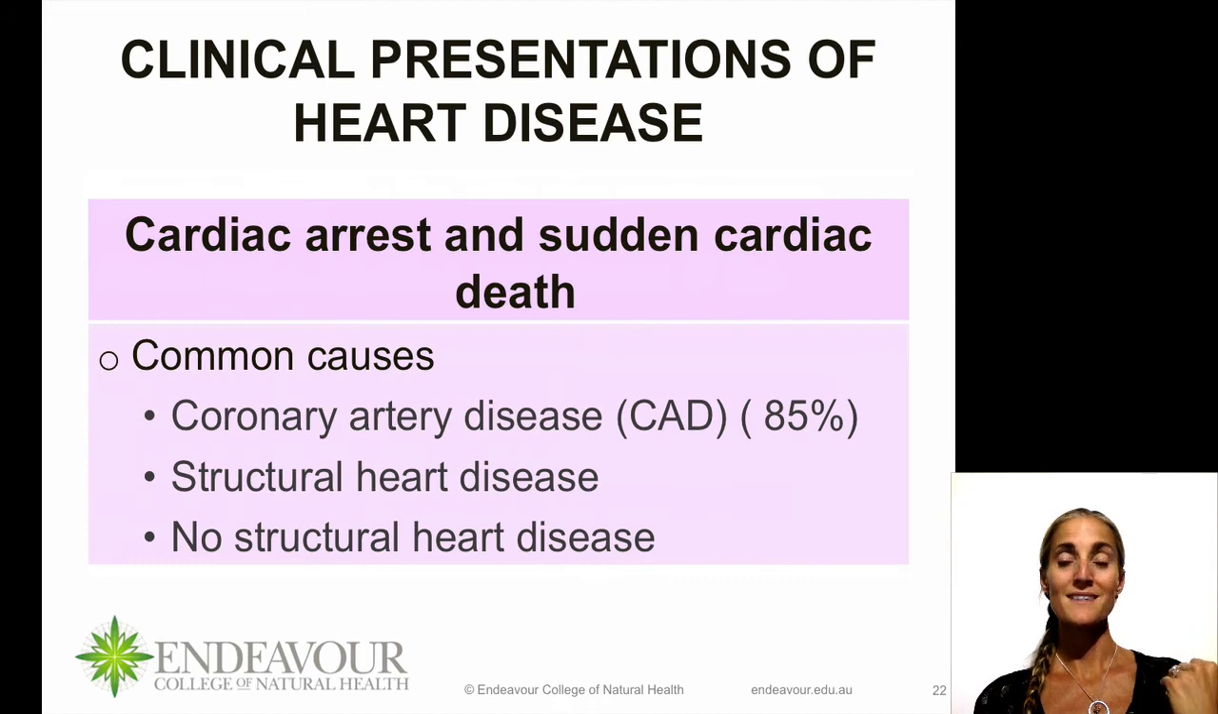Cardiac arrest and sudden cardiac death. So myocardial ischemia, acute myocardial infarction, prior myocardial infarction with scarring can all be causes of this. Structurally, aortic stenosis, hypertrophic cardiomyopathy, dilated cardiomyopathy, arrhythmogenic right ventricular dysplasia, and congenital heart disease. These can all be structural causes of sudden cardiac death.